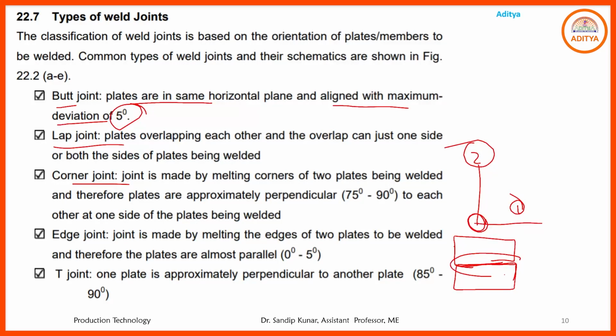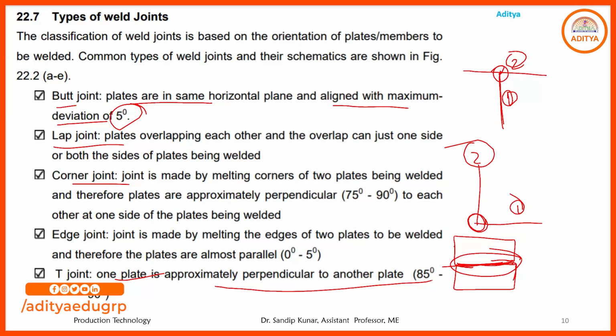Across the edge we have joined two plates, that is the edge joint. Another is the T joint, T-type joint, where one plate is approximately perpendicular to another plate and we join across the T section. In that way we have joined different plates, using bar joint, lap joint, corner joint, edge joint, and T joint for welding purposes.